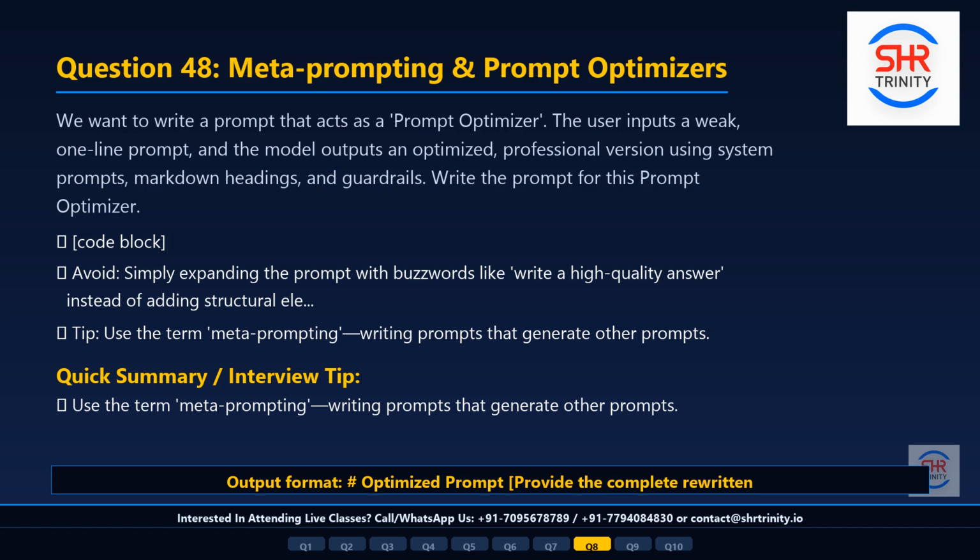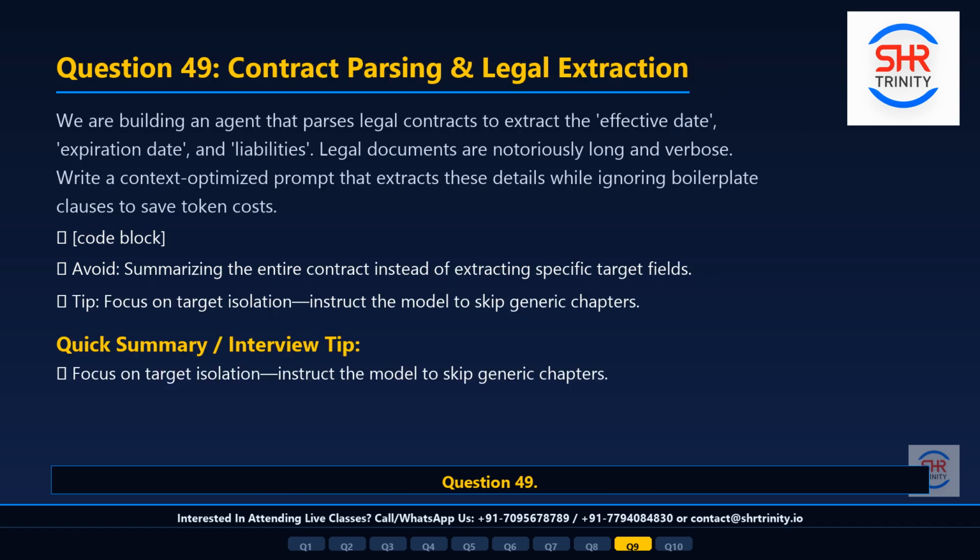Question 49. We are building an agent that parses legal contracts to extract the effective date, expiration date, and liabilities. Legal documents are notoriously long and verbose. Write a context-optimized prompt that extracts these details while ignoring boilerplate clauses to save token costs. System prompt: You are a legal analyst. Scan the contract text provided below and extract the key terms.